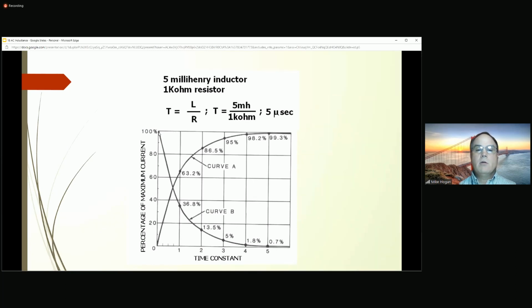but in 5 time constants, it's going from 100%. In 1 time constant, basically 63.2% has been discharged. So we're left with 36.8.